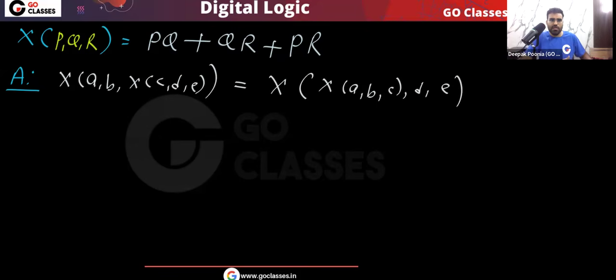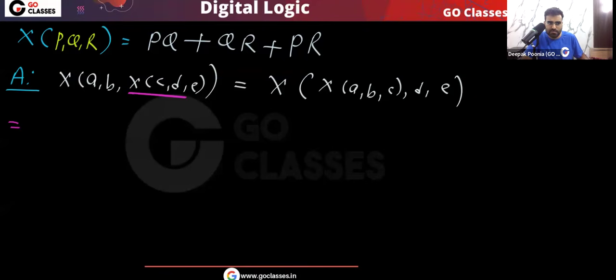You can just see this method will take a lot of time. It will consume a lot of time. What is the reason? Because first you will write this X(C, D, E). What will it become? It will become CD or DE or CE. Then you will write this expression. Yes or no? It will consume a lot of time. Do you agree?